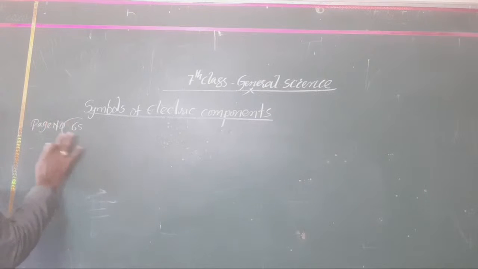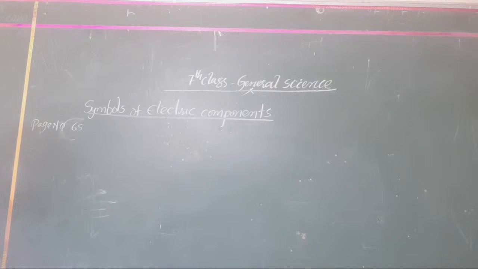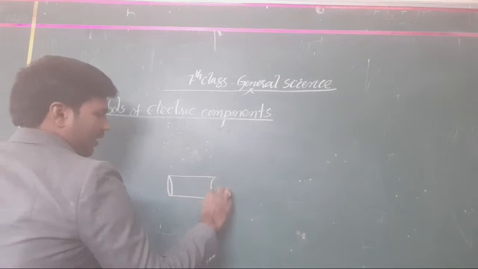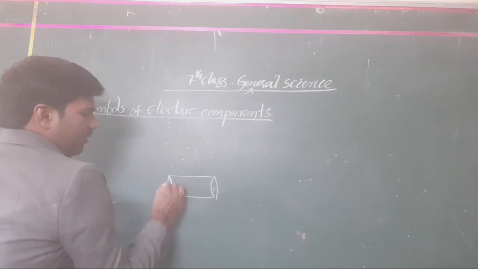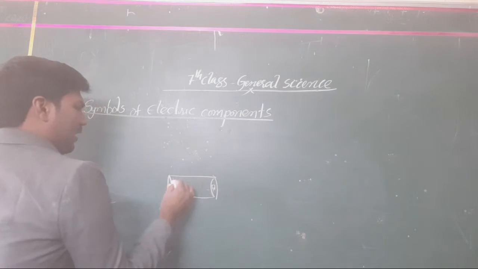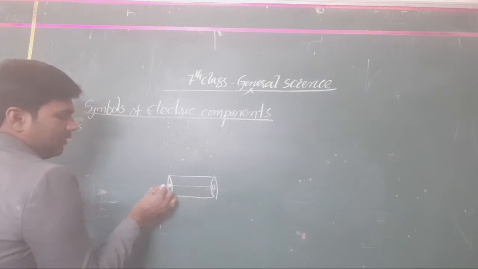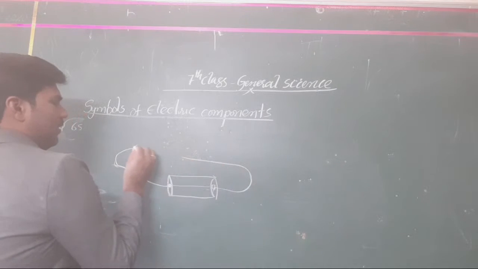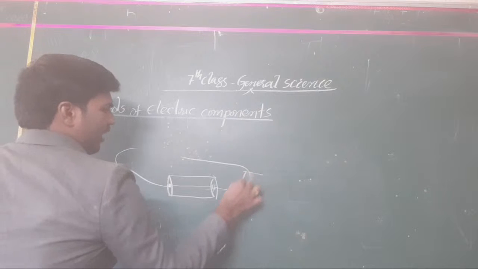Suppose we want to explain one small circuit. Here, on page number 64, the drawing of a circuit diagram is given. Okay, clear or not, all of you? Here we have simply taken one battery, and for glowing the bulb we have taken one dry cell. Clear? One wire will be taken here, and here also one wire, and there will be one switch like this.